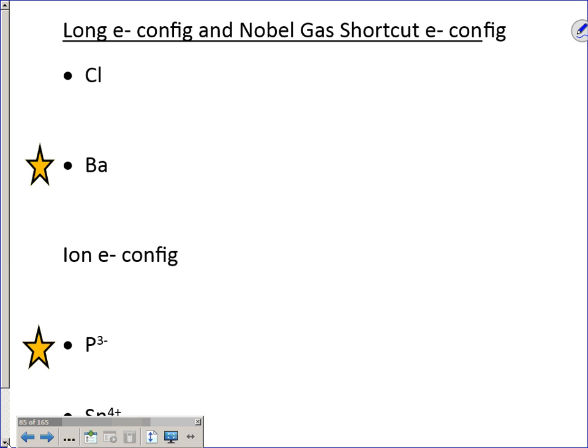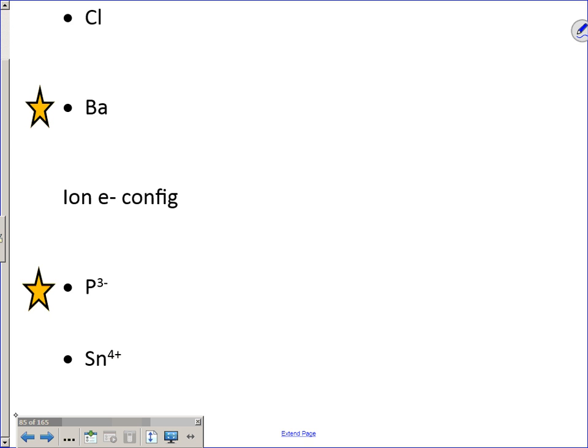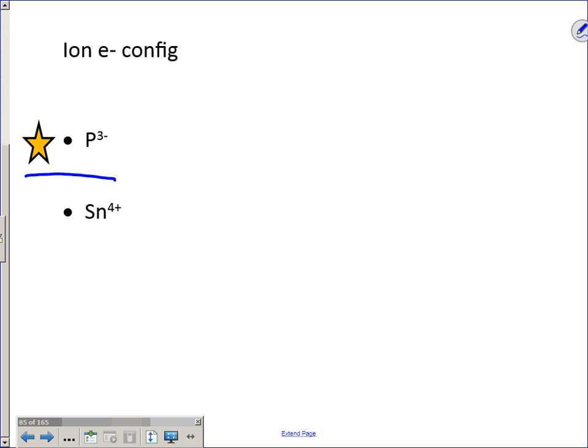Okay, so before I move on, I want you guys to do one more for me. I want you to do P3 minus. Write the electron configuration for it. Go. Raise your hand when you're done. Phosphorus is 15. You guys already probably got that. You're right.